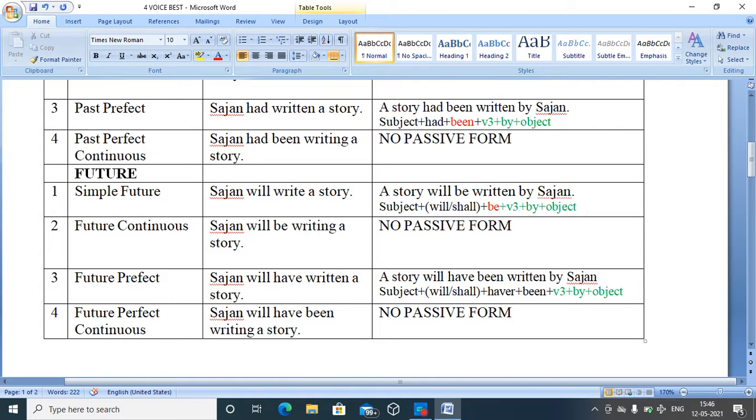The same constant thing. A story, will or shall, will. You take will, okay, you opt for will. Then you add the constant be, V3 plus by plus object. Write as a main verb: write, wrote, written. You have to use only the V3 form here in passive constructions. Then by plus object. Sergeant as the subject becomes the object of that passive form.